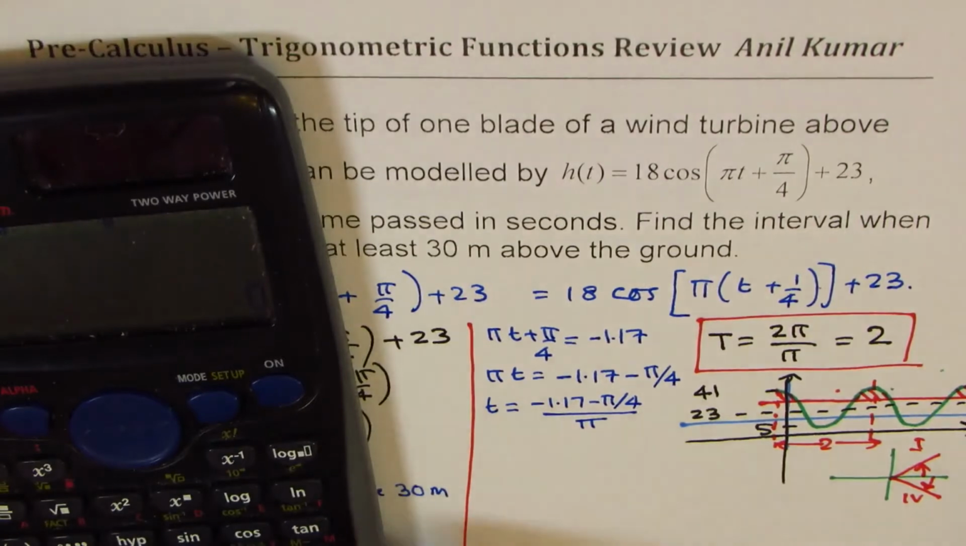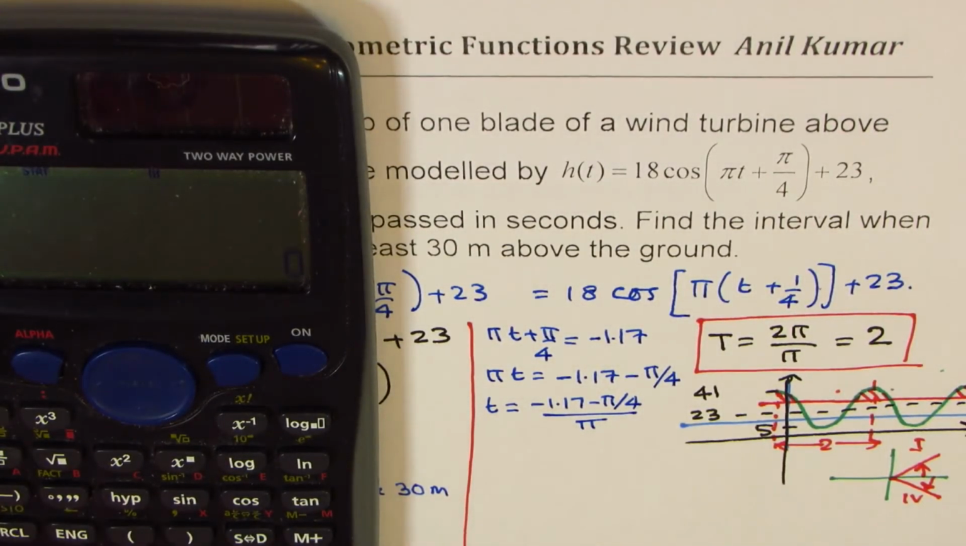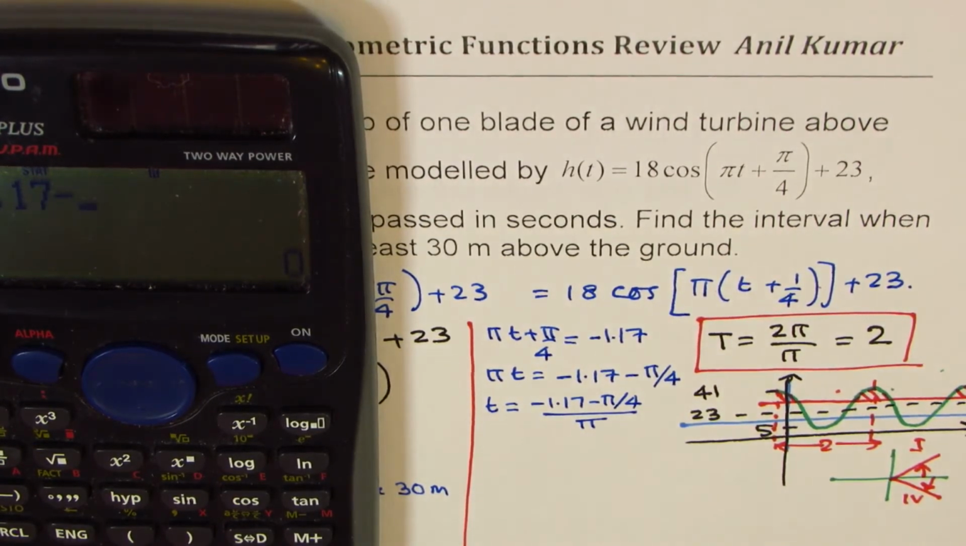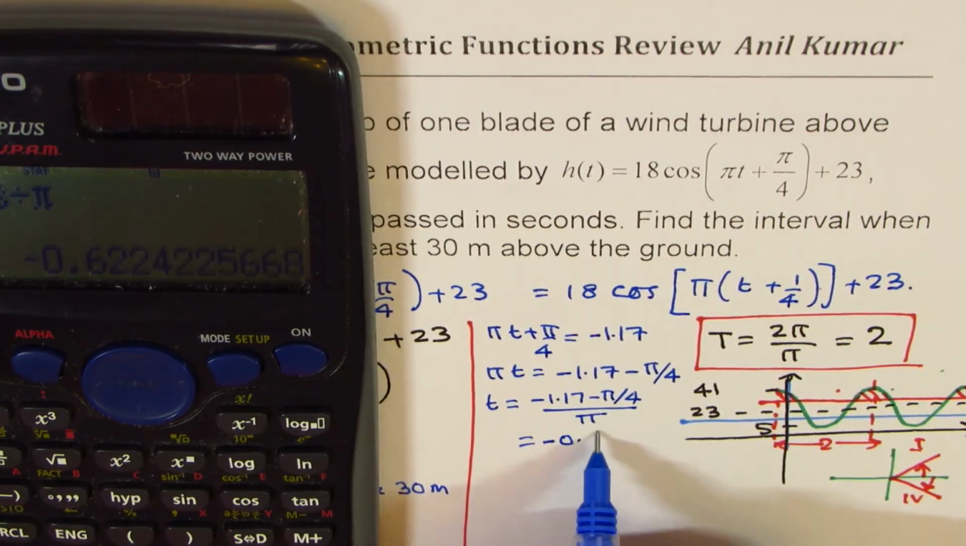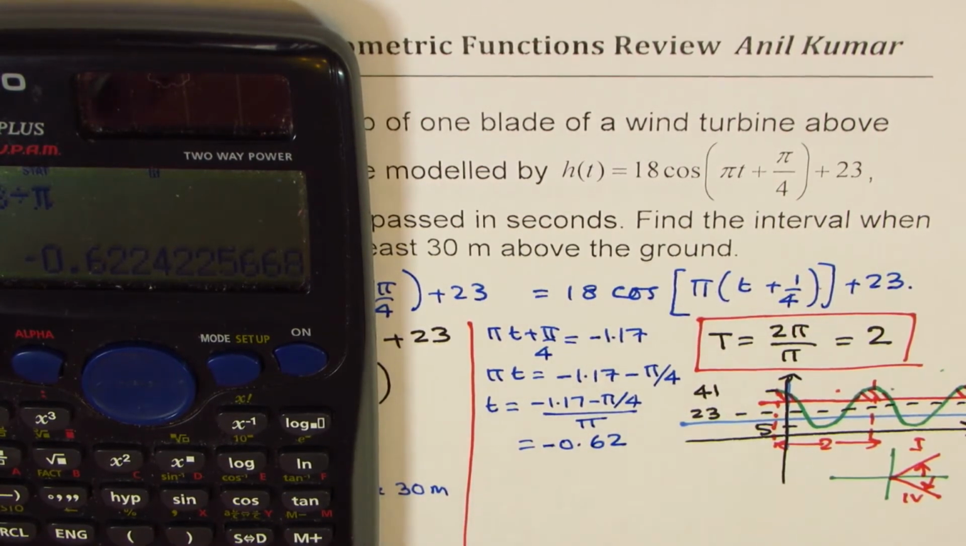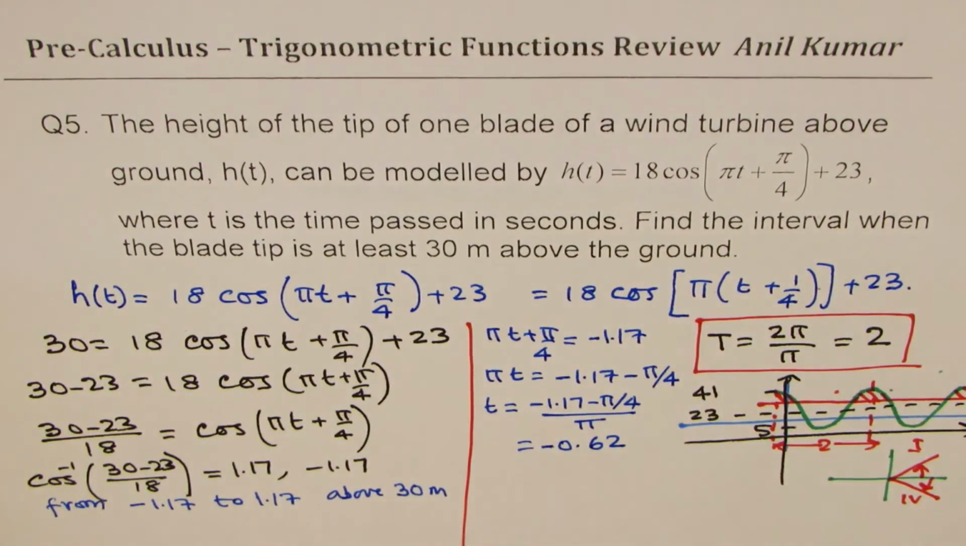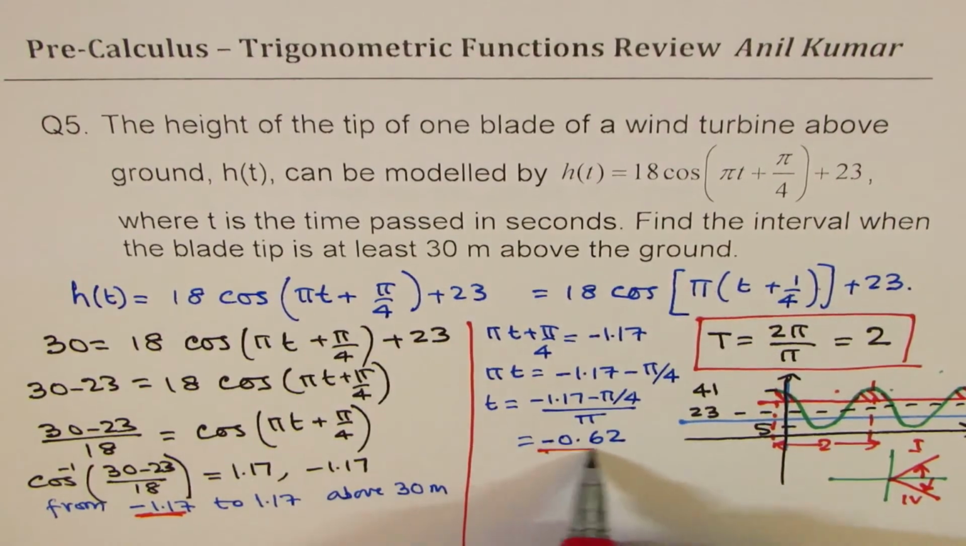Is it okay? So it is minus 1.17, okay, and minus pi by 4, and divide by pi, is equal to minus 0.62. So this is one value, correct? This value corresponds to the negative value from this. So this corresponds to negative.